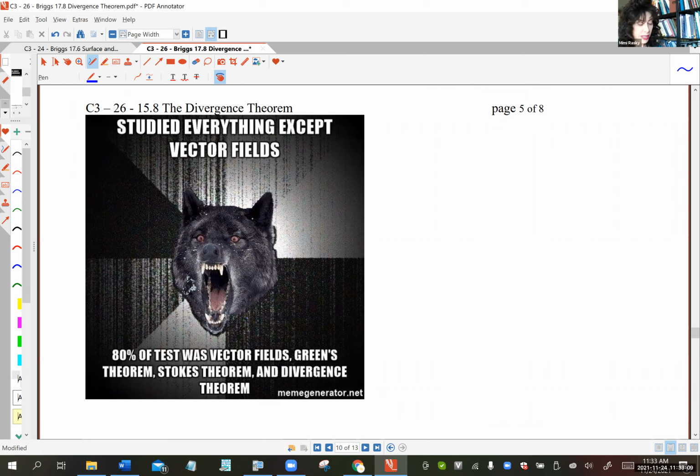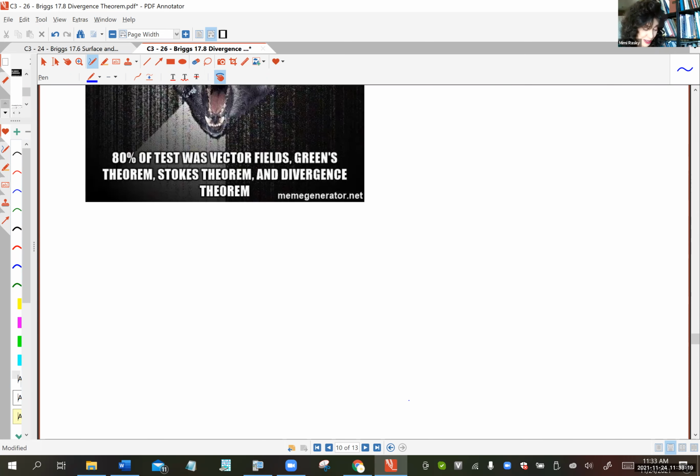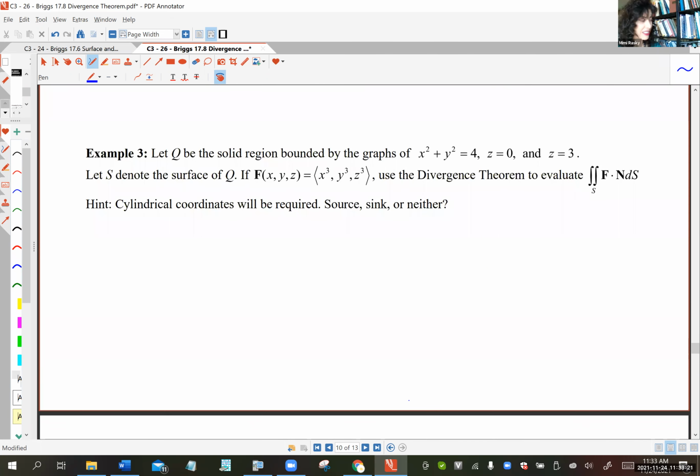And here's a meme: "Studied everything except vector fields." 80% of the test was vector fields, Green's theorem, Stokes' theorem, and the divergence theorem, which all involve vector fields, of course. So take a look at example 3 here.